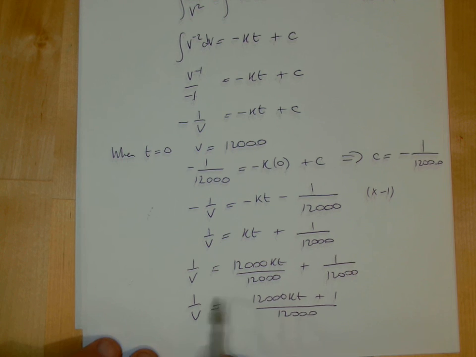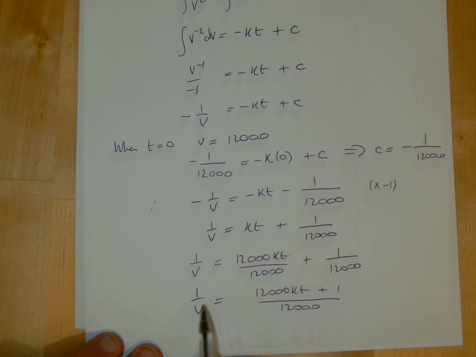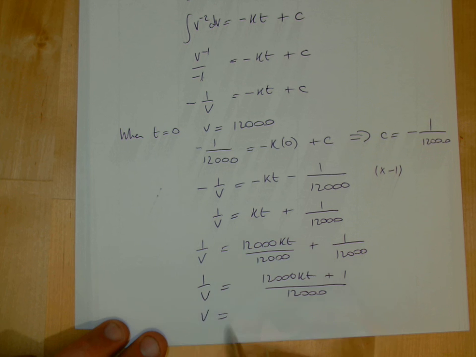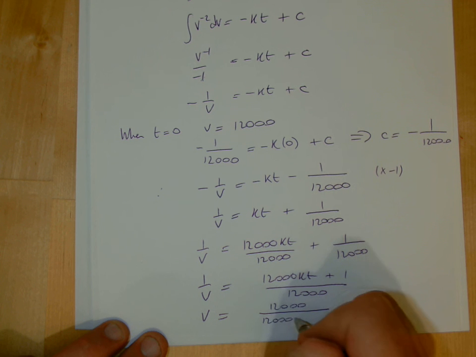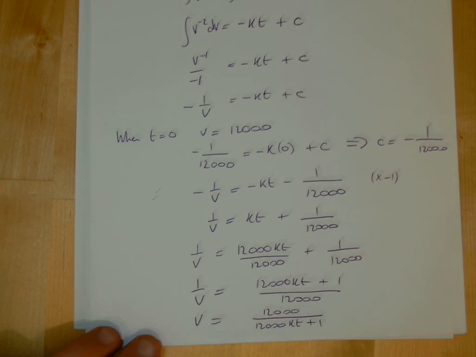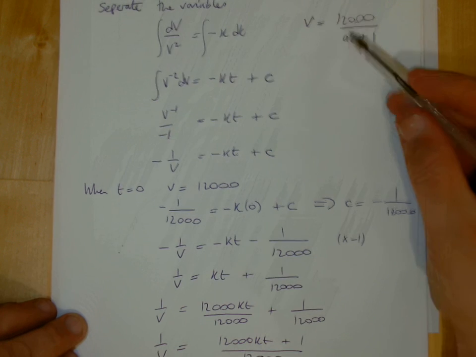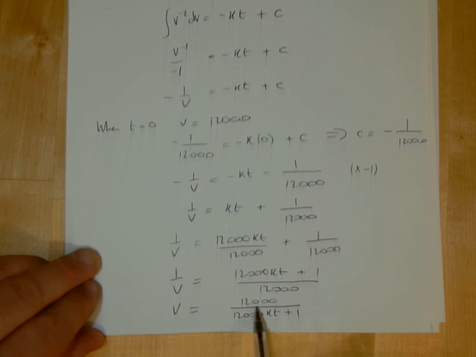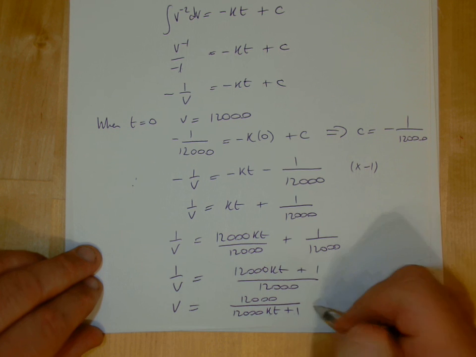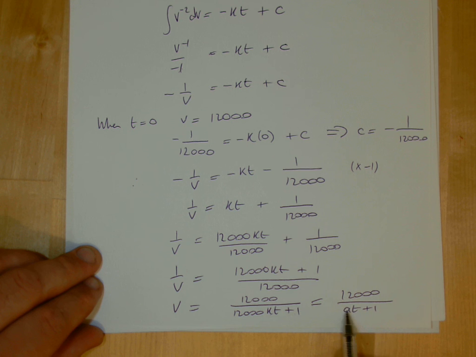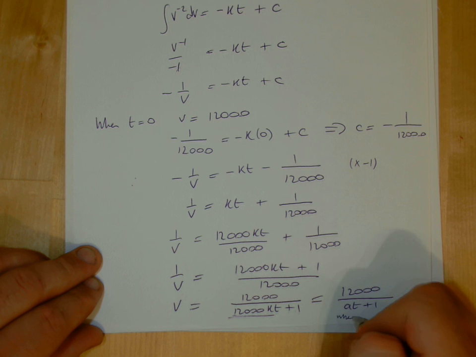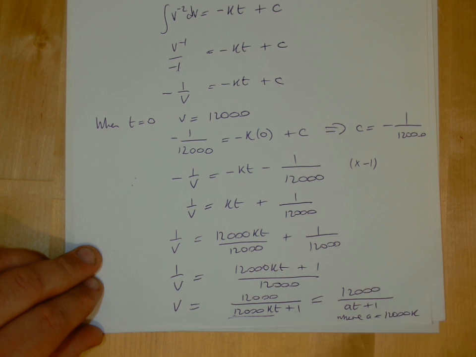Because I've got a single fraction this side and a single fraction this side, I can flip this fraction, so we get v. But if I flip this side, I need to flip that side as well. So I get 12,000 over 12,000 kt plus 1, which is of the form that I want. Because if you look at the question, 12,000 over at plus 1, well, there I've got 12,000 over 12,000 kt plus 1. So that's equal to 12,000 over at plus 1, and a, remember, is a constant in the question, so a will just represent this here, where a is equal to 12,000 k, a constant. So I've got exactly what they want.